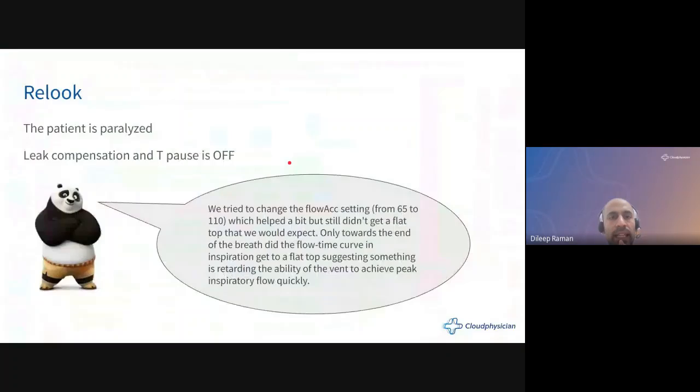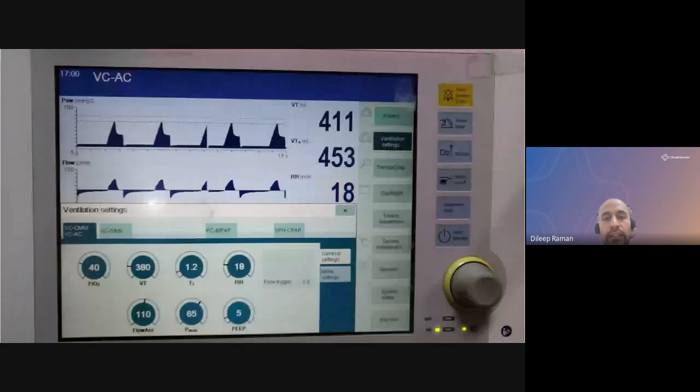And breaking this mode down further, I just want you to think of some of these points. There was a setting on that ventilator called flow acceleration, flow ACC. This is a Draeger Savina, and what we did was change the flow ACC from 65 to 110. But we did not get the flat top that we expect, and there were some abnormalities seen in the waveform that were completely different from what we expect.